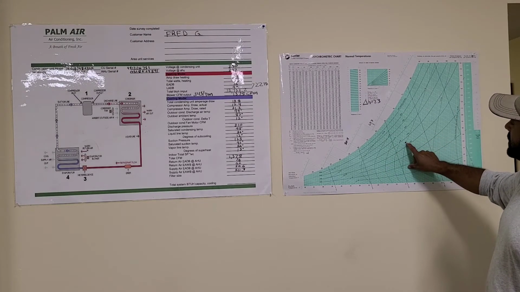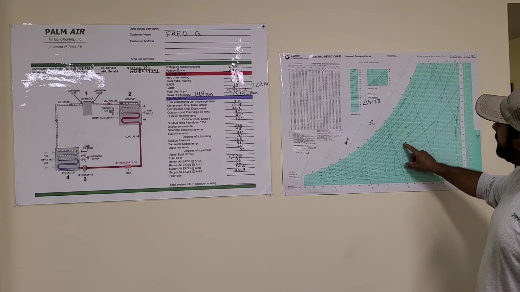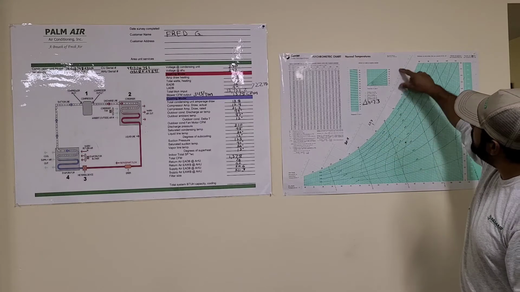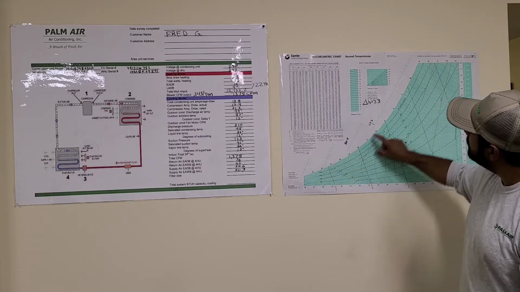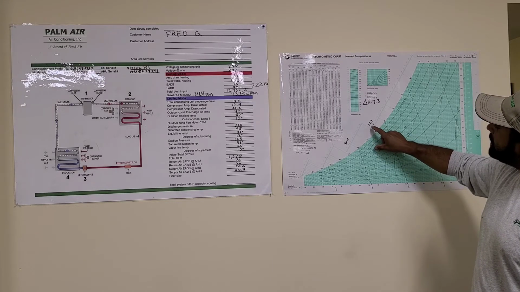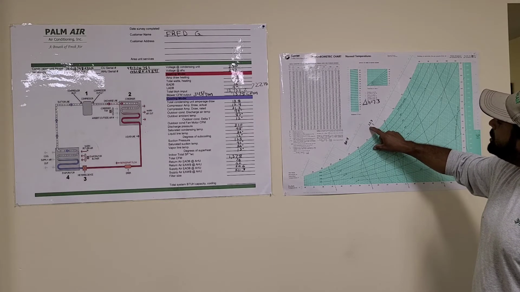That right there is going to give us our plotted point for our return air. We can then take that and follow it back past the wet bulb and into the enthalpy section, and we come up with a 27.7 enthalpy. That's total heat in your return air.